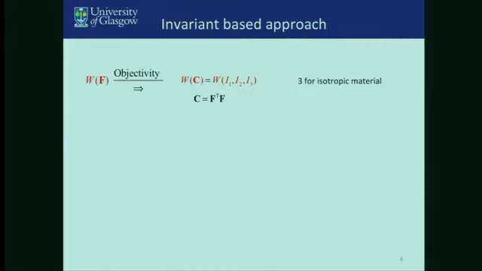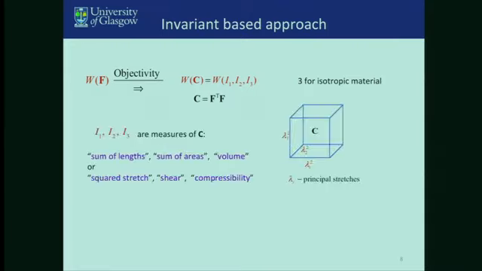And as I said, because F is not symmetric, if you square F, then it becomes symmetric. And that means you can reduce everything into 3 invariants. So if you use I1, I2, I3 for an isotropic material, then the strain energy function is really simple. So what are I1, I2, I3? They are measures of C, because in 1D you only need to know the stretch in one direction, but in 3D it's a bit more complicated.